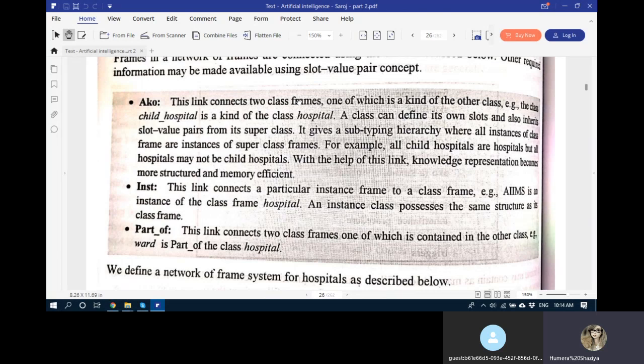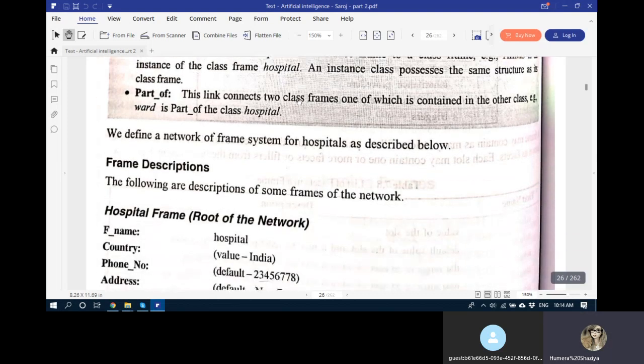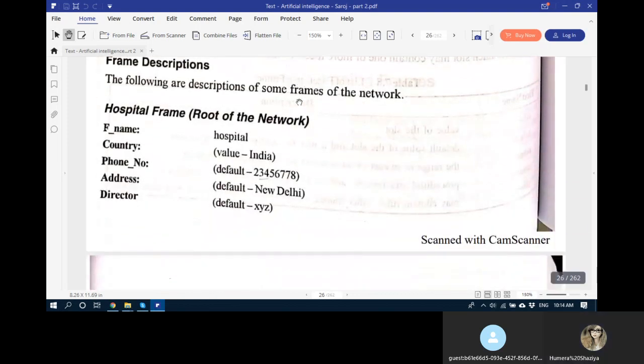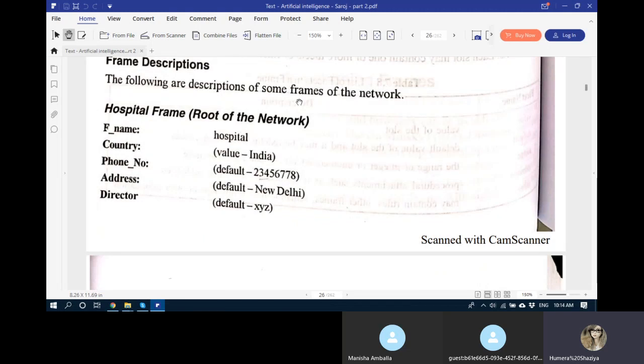Part of: every hospital will have wards. So a ward is a part of a hospital. These are different attribute value pair concepts, and now we'll look at one complete example of a frame description.